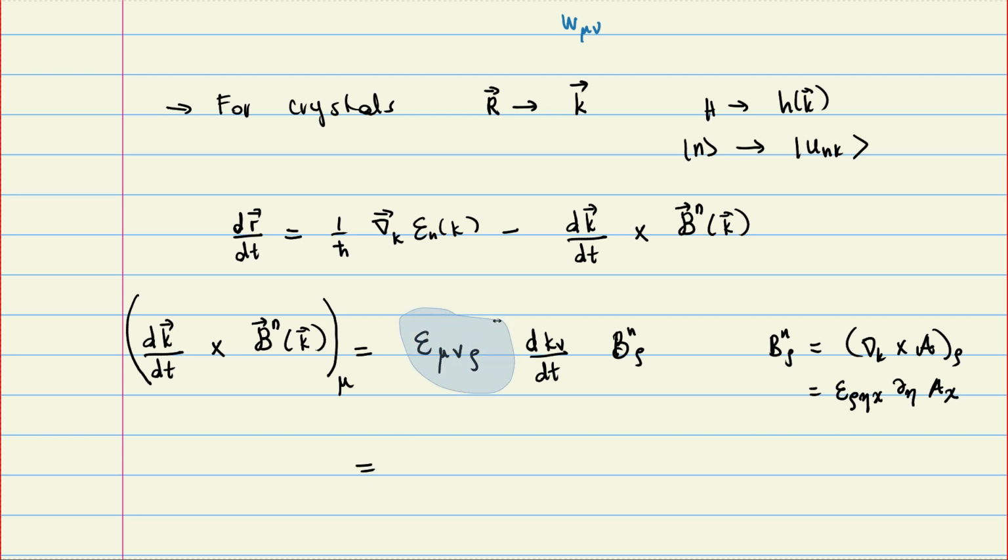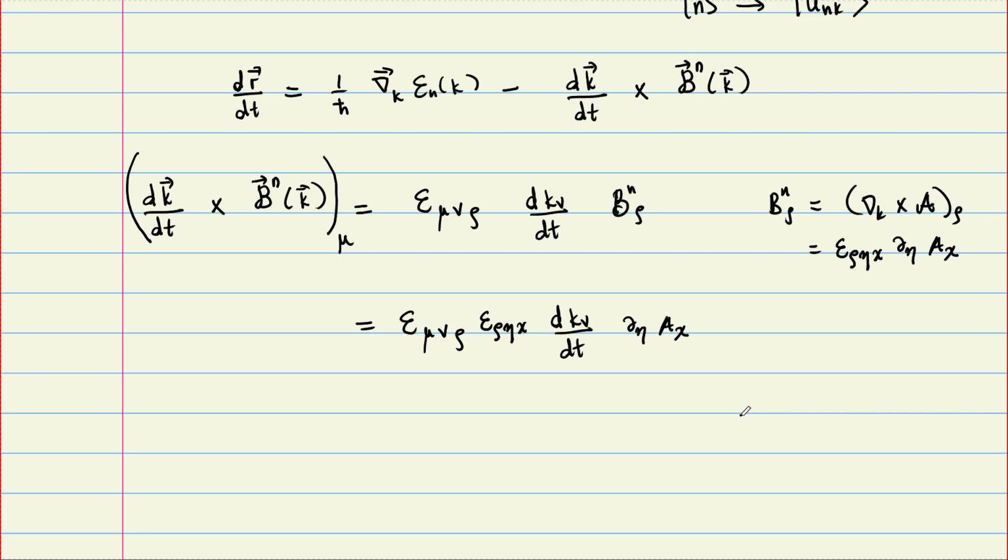There is one epsilon coming from here, another epsilon coming from here. I have this thing and I have this thing. And A_χ, let's also unpack A_χ. A_χ is going to be i times u_n of k, ∂_χ u_n of k. There's also an additional i because of this definition. Okay, and this is the standard thing. I think everybody knows this.